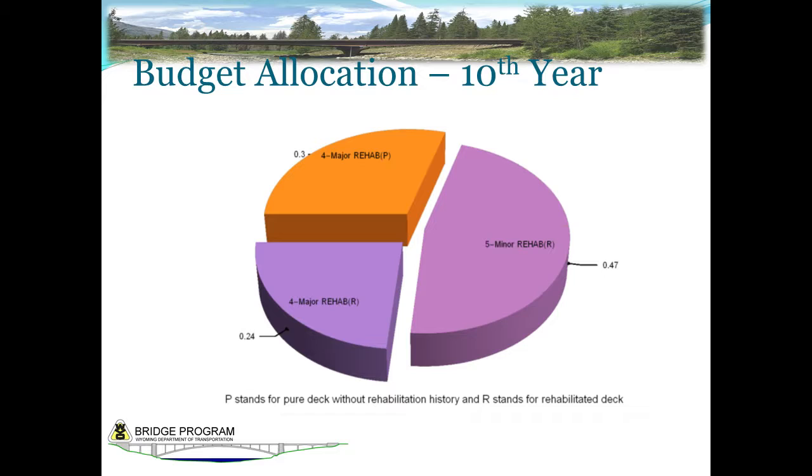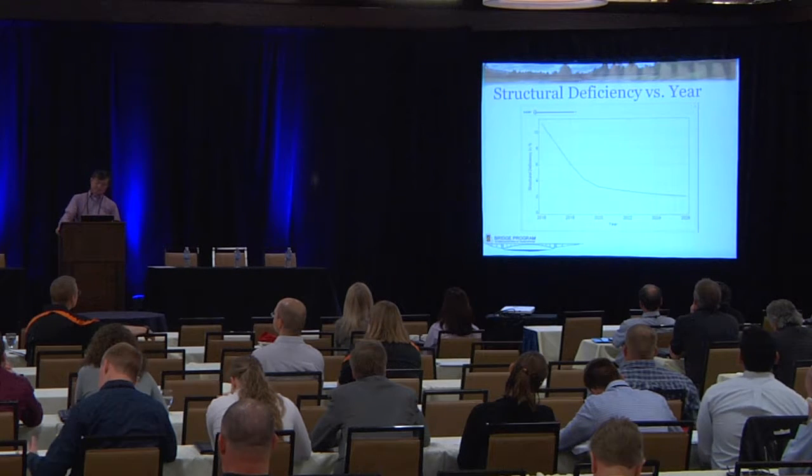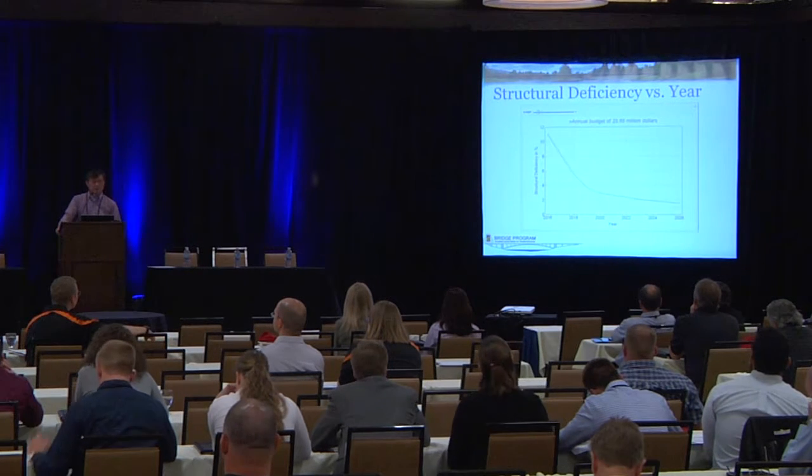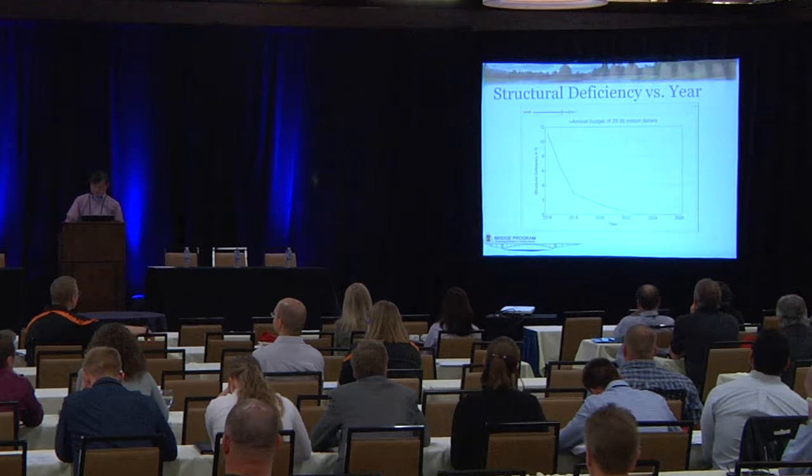And this is the last year of the budget allocation. Unlike the first year, we're going to spend 47% for minor rehab, something called proactive preservation actions. And if we spend more money, then this portion will increase. So I tried to vary the annual budget. What this animation shows is that by varying the annual budget from 20 million to 30 million, we're going to reach 0% structural deficiency soon.